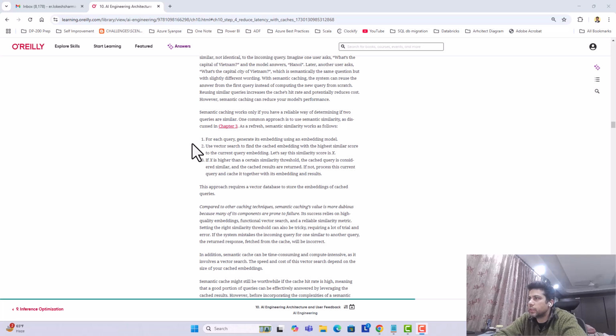For each query, generate its embedding using an embedding model. Use vector search to find the cached embedding with the highest similarity score to the current query embedding. Let's say this similarity score is X. If X is higher than a certain similarity threshold, the cached query is considered similar, and the cached results are returned. If not, process this current query and cache it together with its embedding and results.